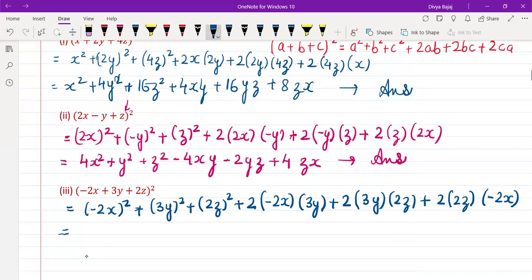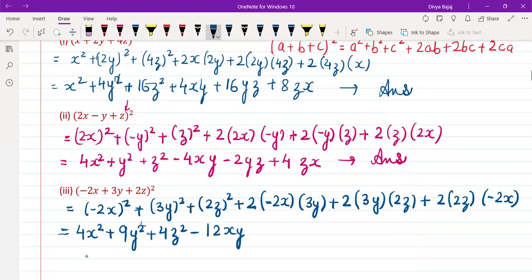Minus 2 square means minus minus plus, 2 2s are 4. So this will be 4x square plus. Now square of this means 3 3s are 9 and y square. Now square of this, 2 2s are 4, means 4z square. Now let's solve these three together. 2 2s are 4, 4 3s are 12, and we will have a minus sign because plus minus minus. So it will be minus 12xy.